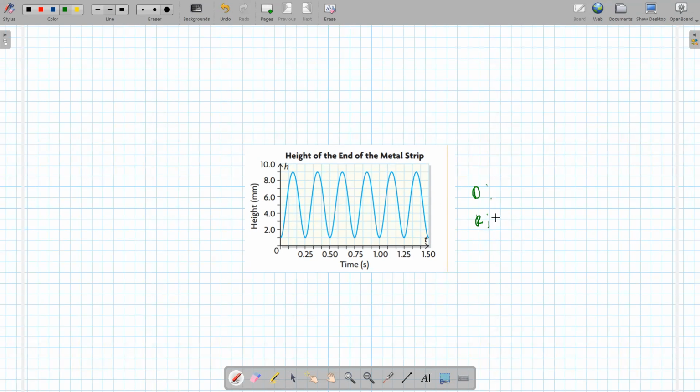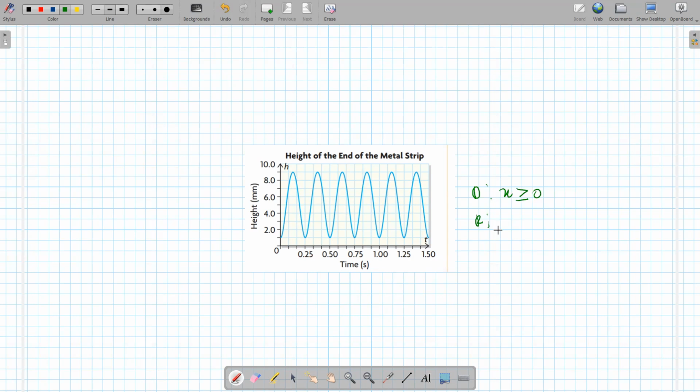Can it be negative? No, we're talking about time, right? What's the minimum value of time? 0. 0 is right. So on the domain, let's say we're representing the x values by x. It's going to be x is greater than or equal to 0. It can be any time, any number as long as it's positive. What about the range?